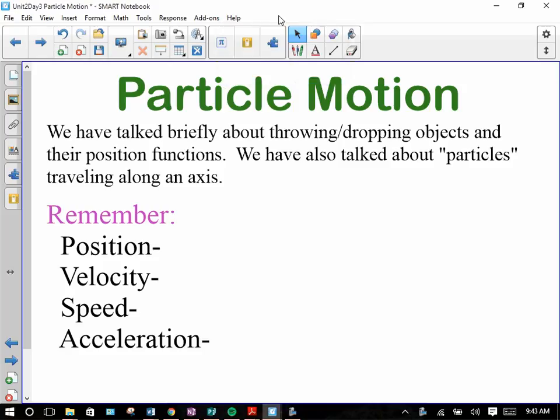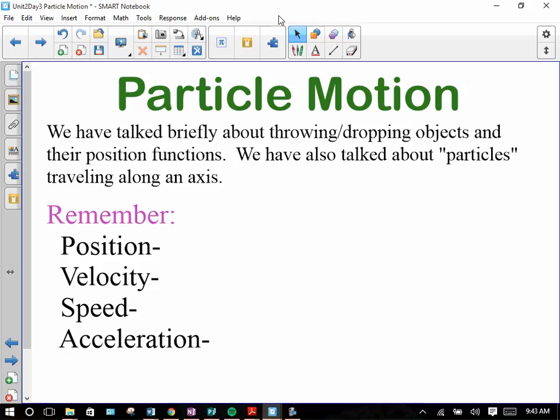Alright, so we talked briefly about throwing and dropping objects in their position function. We also talked a little bit about particle motion along the axis. Alright, this is where we're going to do more of a formal discussion of particle motion. And when taking the AP test, you're definitely going to see multiple problems about a particle moving along the x-axis, vertical axis, horizontal axis, that type of stuff.